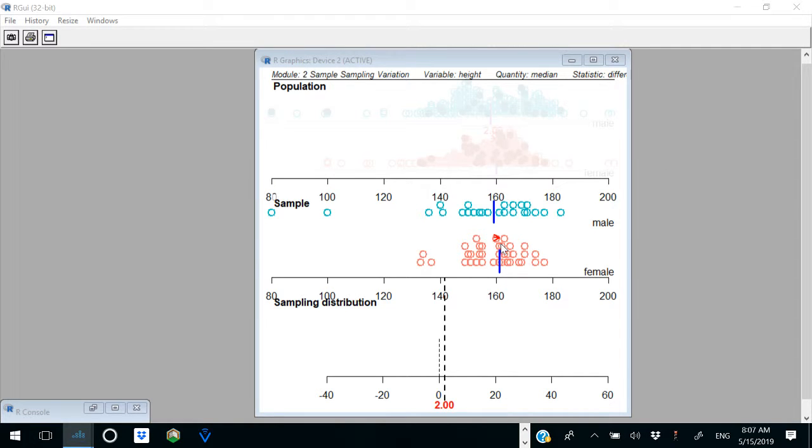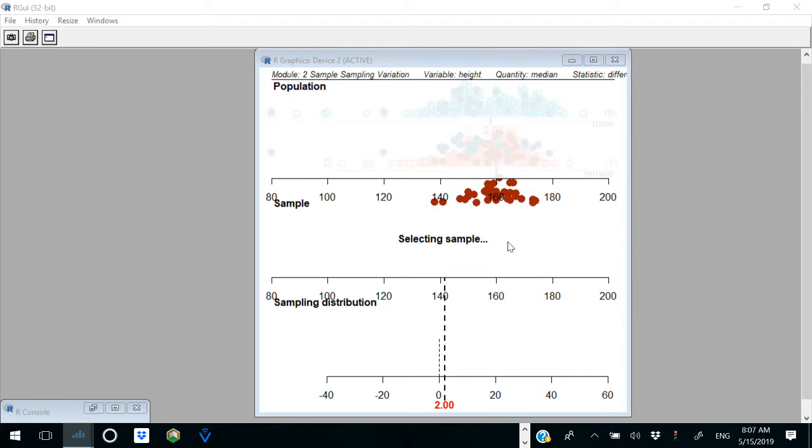A bit of a difference. The position of the medians is a little bit different, but it's fairly similar. Let's take another one. Remember, the sample has to be taken randomly so that every individual has an equal chance of being chosen from the population, and then we drop it down.